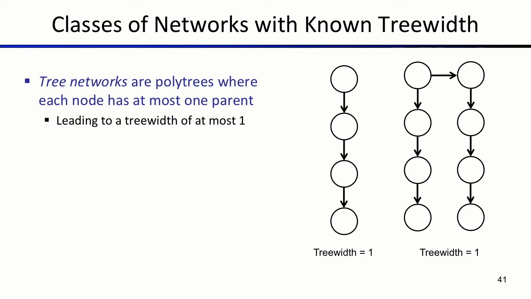Another class of networks that we know how to compute the tree width in a very simple way is called the tree networks. These are polytrees where each node has at most one parent. As we know, for polytrees, the only factor that affects the tree width is the maximum number of parents. If every node has one parent, we can conclude that the tree width will be at most one. So we have here two examples of tree networks. Both have tree width equal to 1, because if you look at the number of parents that we have, you're going to see that the largest one is going to be 1. So both of them have a tree width equal to 1.